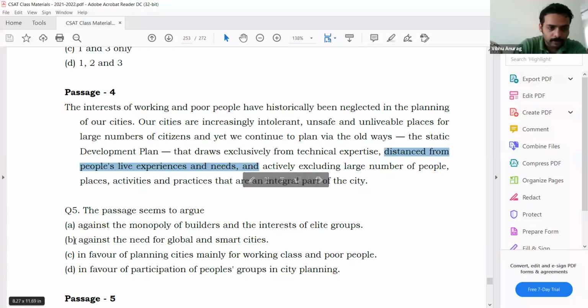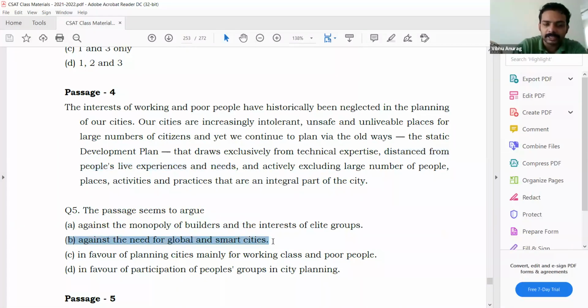That's all. Option B, against the need for global and smart cities. Again, it's wrong. He's not arguing against anything. He's arguing in favor of including the working and poor people's demands in the planning. C says in favor of planning cities mainly for working class and poor people. That's also wrong. He's not saying that there should be the primary interest. So that's also not correct. And D says in favor of participation of people's groups in city planning. Yes, because he's saying currently it only focuses on technical expertise and ignores these things. So the answer is D.